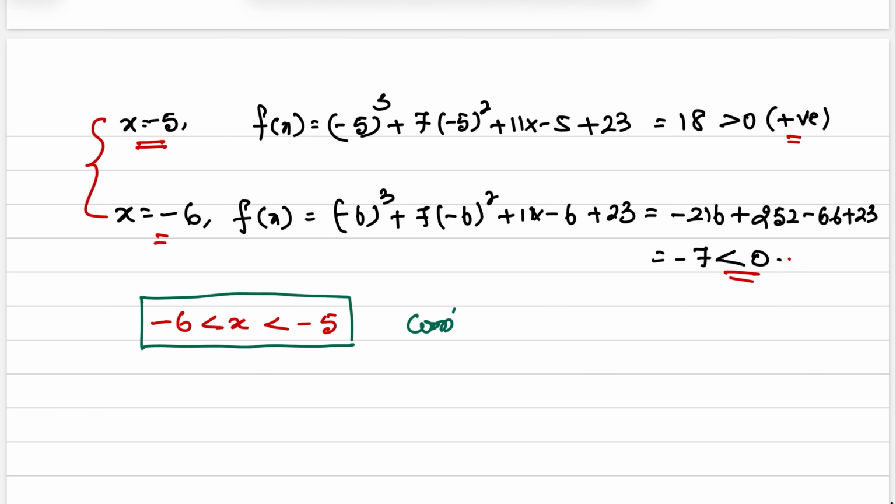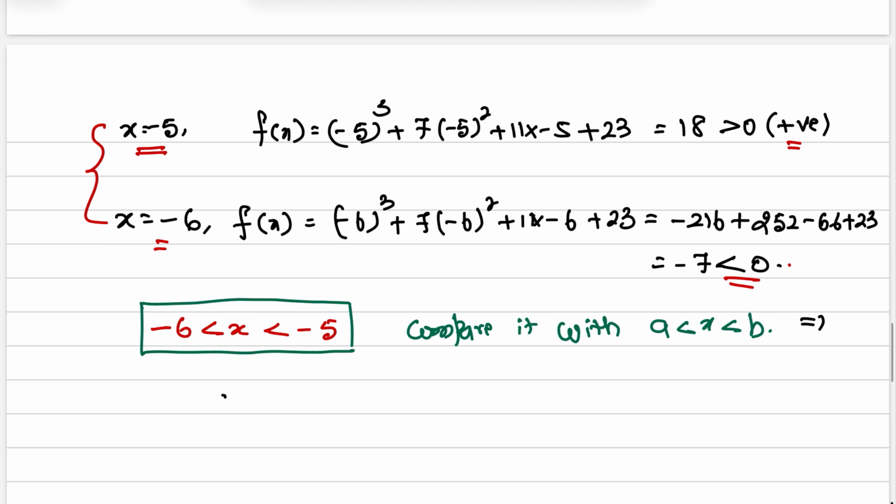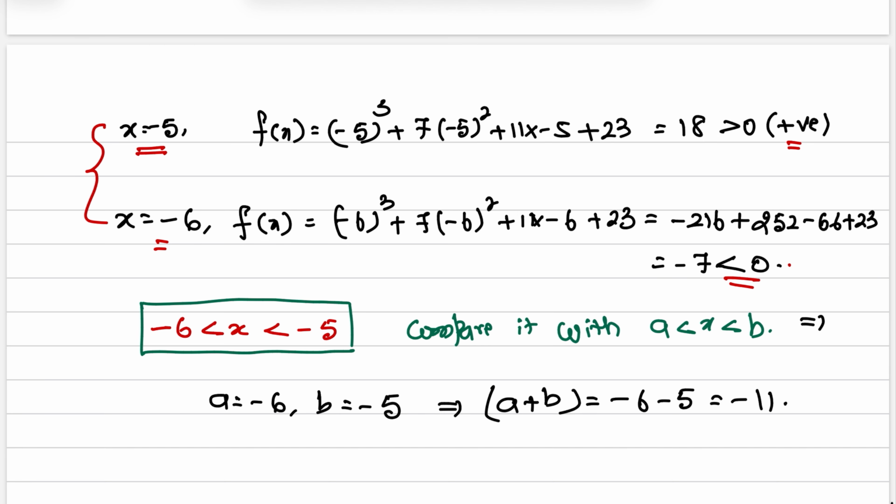Compare it with a is less than x less than b. This implies a is equal to minus 6 and b is equal to minus 5. That implies a plus b is equal to minus 6 minus 5, that is equal to minus 11.